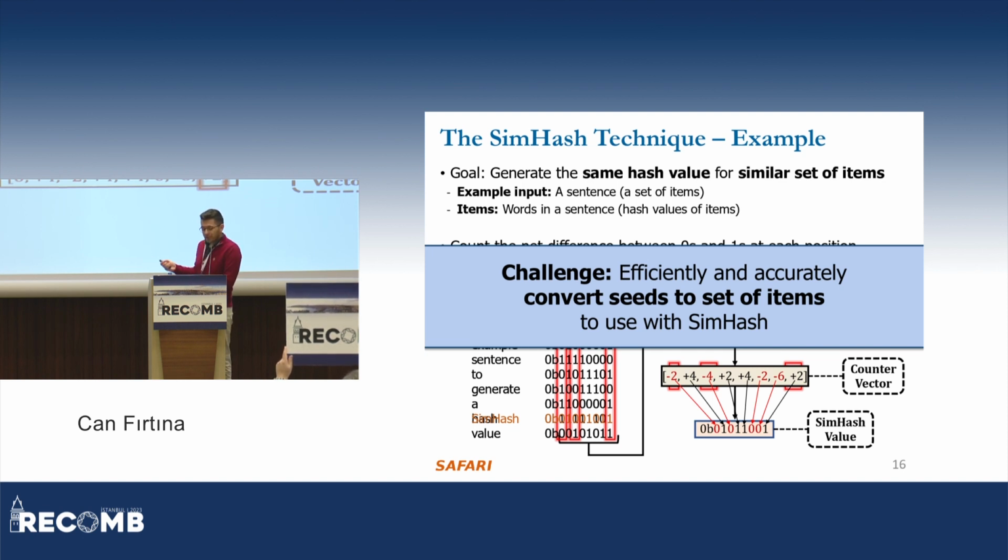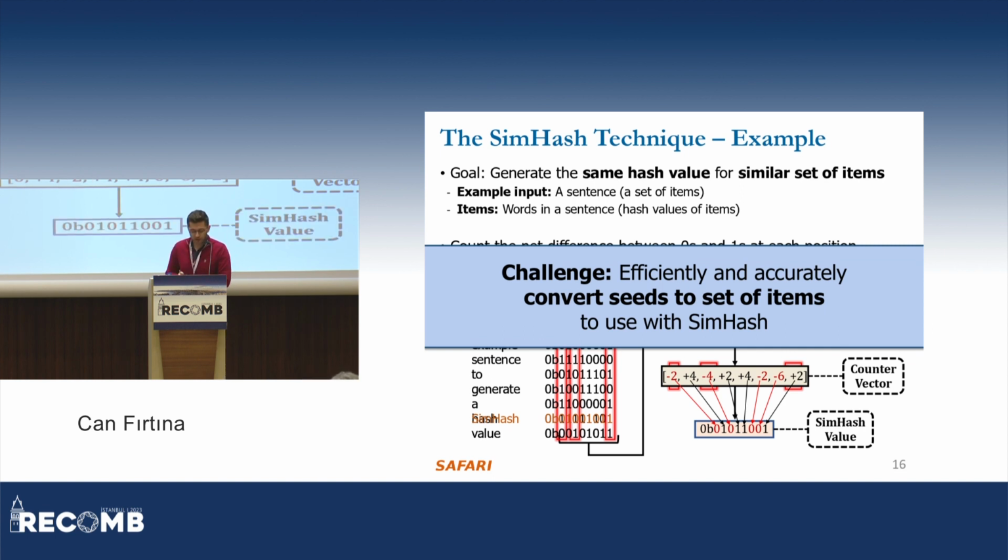A positive value means that we have more ones than zeros, and we also have a -2 here, which means that we have more zeros than ones. So we can convert this counter vector to a SimHash value. Then, by looking at the SimHash value, we can directly tell whether a majority of bits is 1 or 0, based on the bit that we set at a particular position.